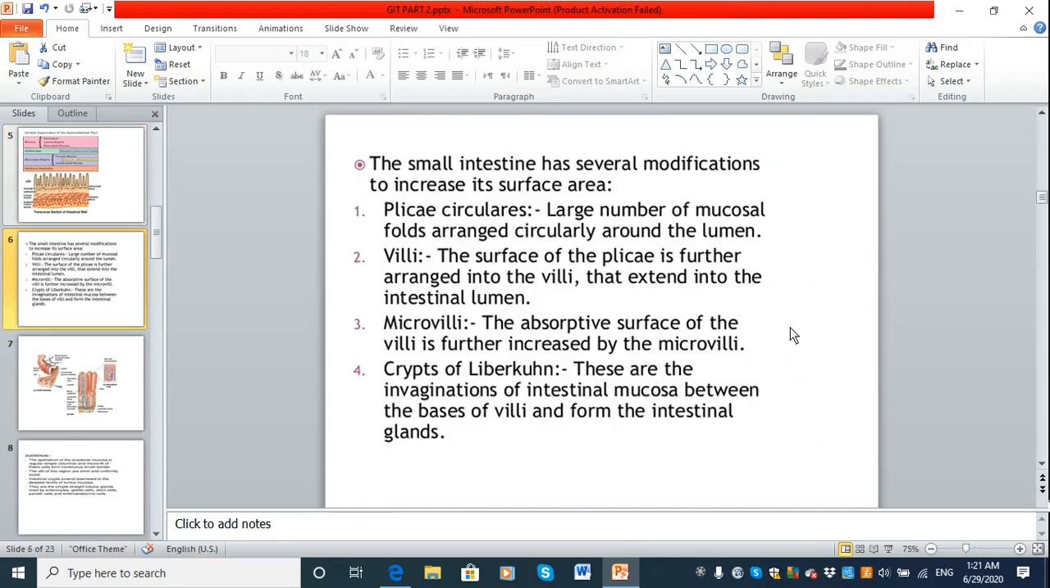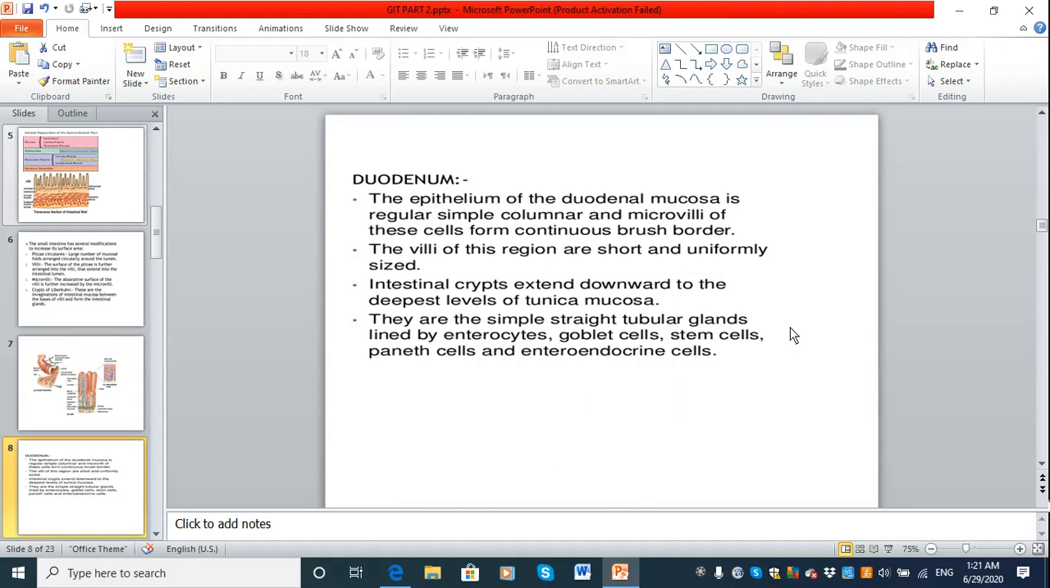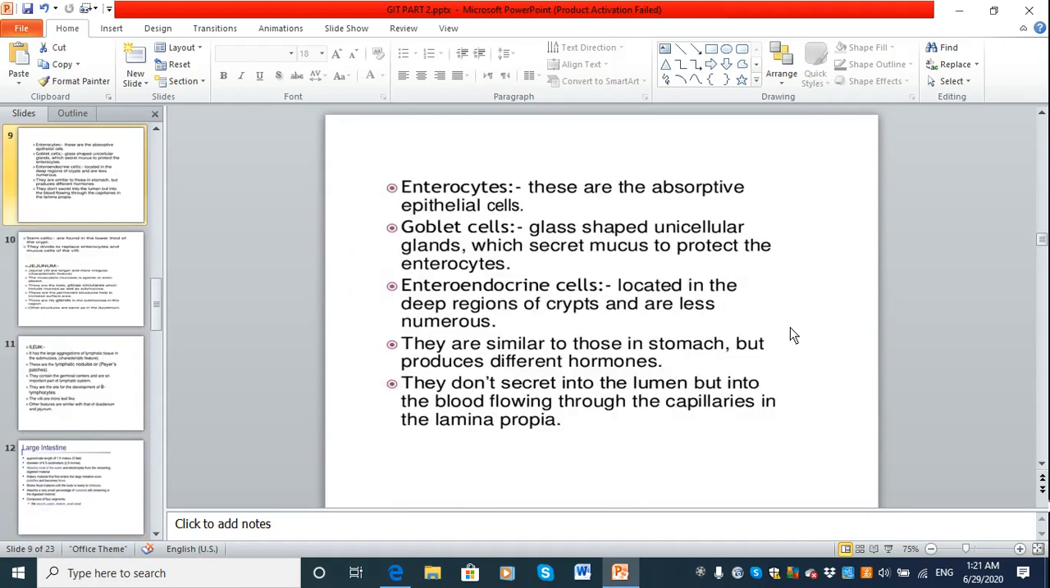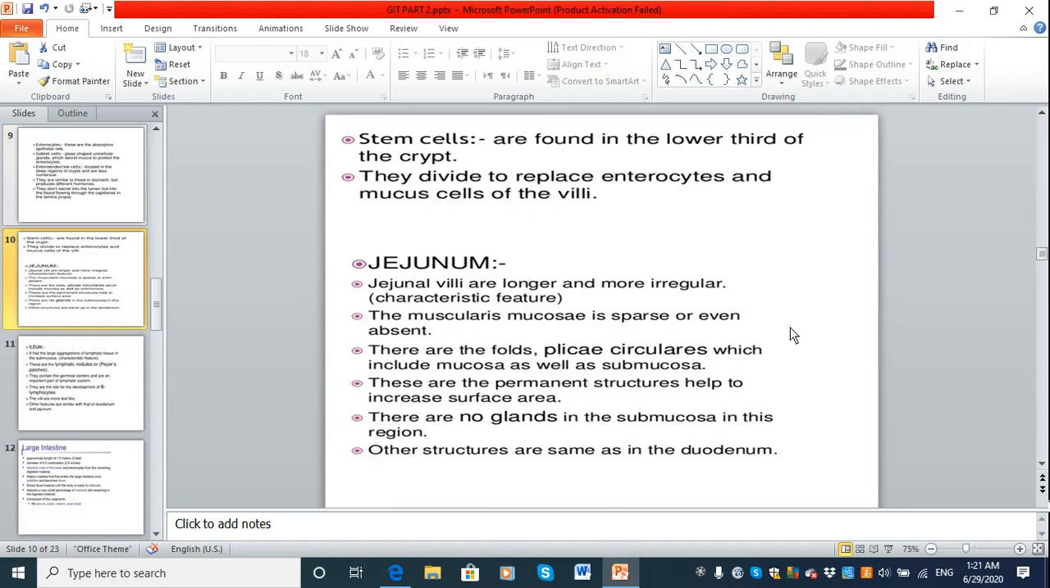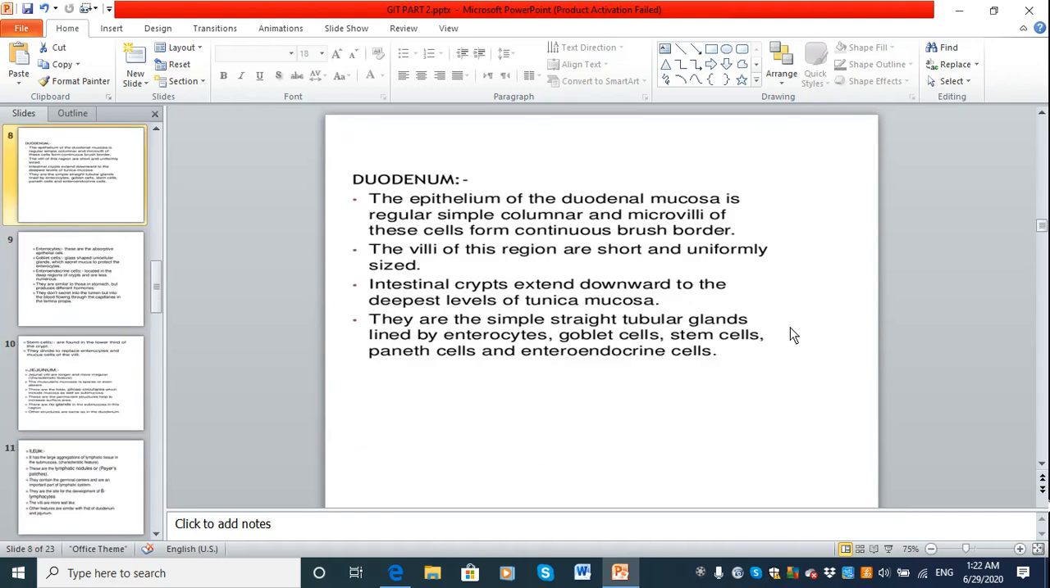This is good to know, and give definitions for each part. Be careful about the duodenum, jejunum, and ileum. Look, for the duodenum, the epithelium is regular, simple columnar, and the microvilli of these cells form a continuous brush border.